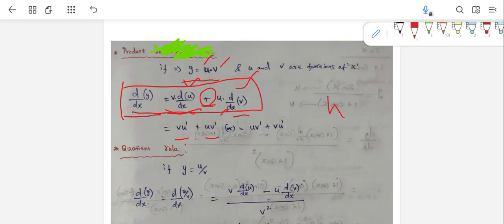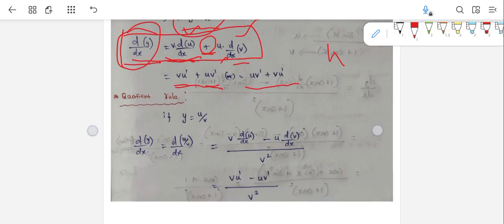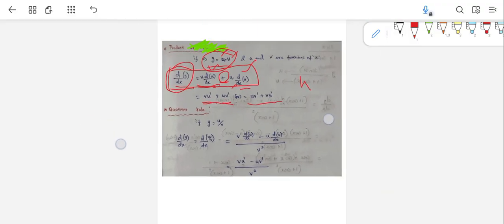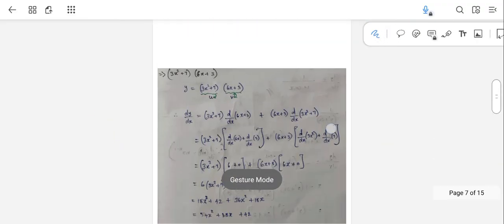So if you have y is equal to u into v, then dy by dx is nothing but v u dash plus u v dash. Or if you put it first, u v dash plus v u dash is also correct. Just you need to differentiate and add. I hope this is clear. We can see some questions also, then you will understand. So wait a minute, before going to question 2 we can see the question.